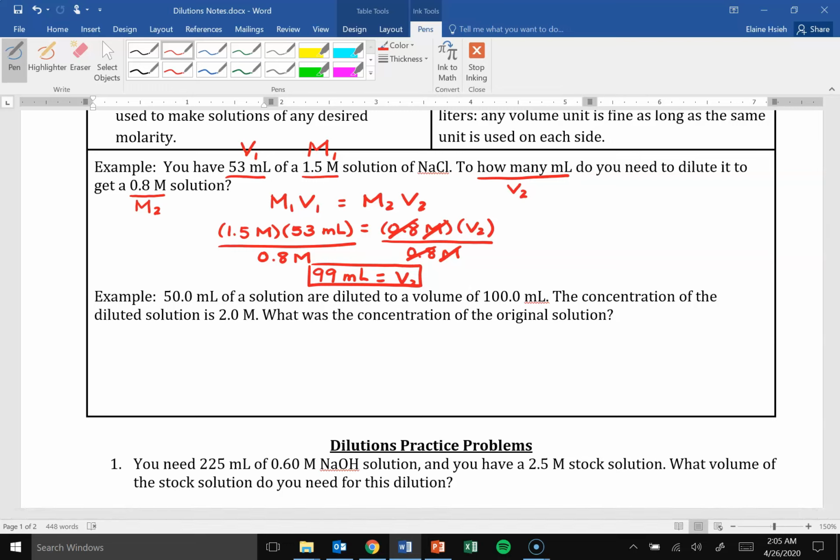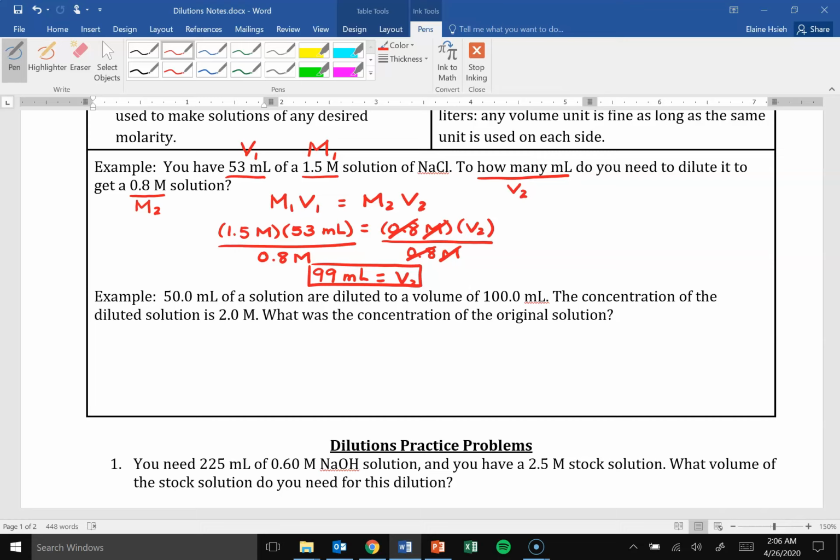The next example says 50.0 milliliters of a solution are diluted to a volume of 100.0 milliliters. The concentration of the diluted solution is 2.0 molar. What was the concentration of the original solution?